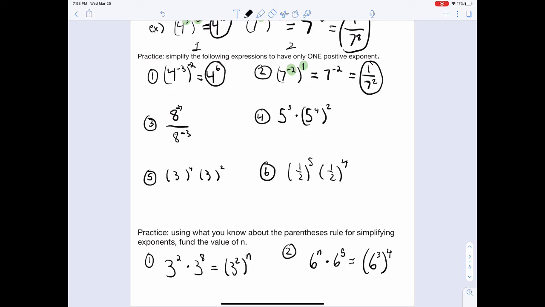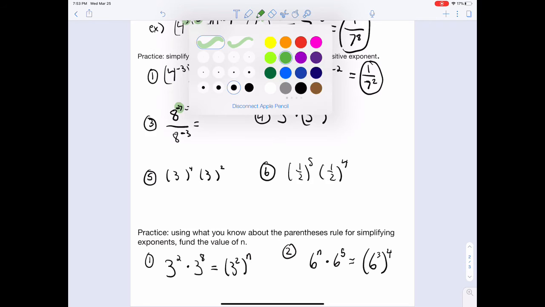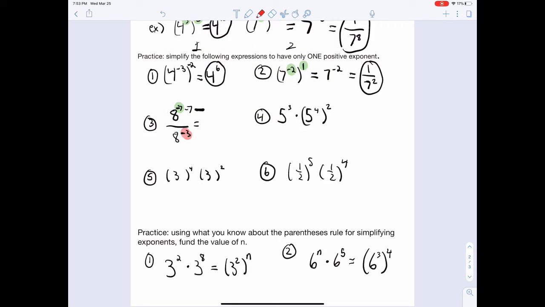All right, number 3, no parentheses. This is a review from yesterday. So we're going to have to do quotient rule. So that means we subtract. We're going to subtract this number. So negative 7 minus whatever this number is. So negative 3. And so you're going to get negative 7 minus negative 3. That's going to be 8 to the negative 4th, because that will become one big plus. And we know that that is really the same as this, 1 over 8 to the 4th.